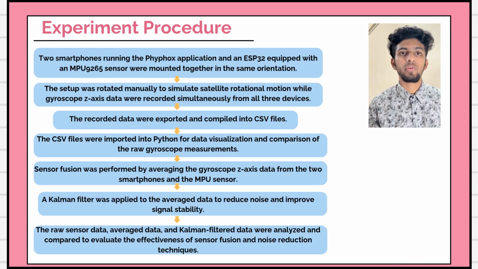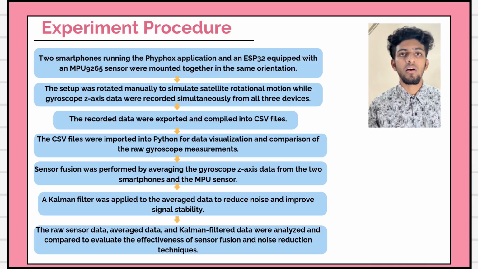Then next we collected the gyroscope z-axis data from all three devices, then exported the recorded data from each device into CSV files and analyzed it using Python. Then we compared the raw measurements from the two smartphones and also the MPU sensor. Since each sensor contains different noise and some measurement errors, that's why we applied sensor fusion by averaging the overall data from all these three sensors.